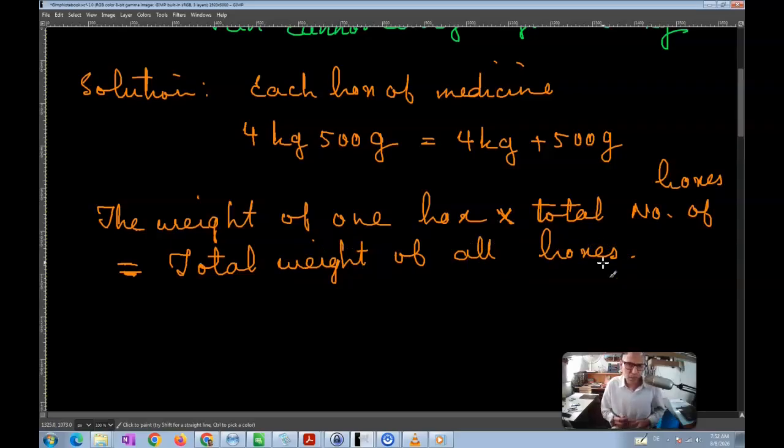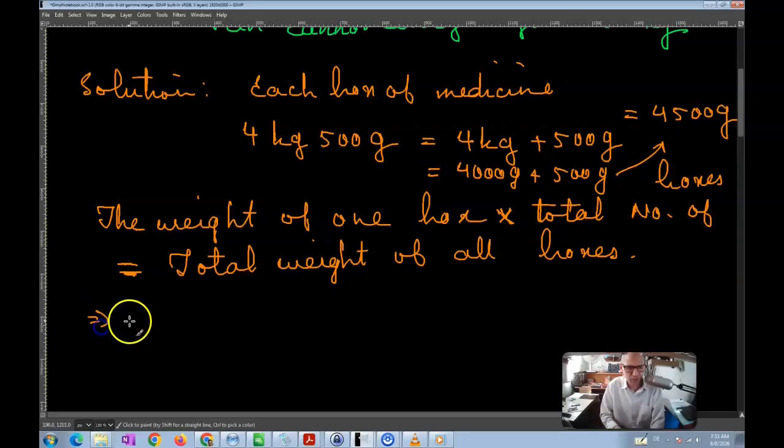So then I will do the exact same thing over here. I will say that the weight of one box is 4 kilograms plus 500 grams. Now 4 kilograms, and we will see this in the next video, is the same thing as 4,000 grams plus 500 grams, which is the same thing as 4,500 grams. Right? So then we have 4,500 grams times the total number of boxes.